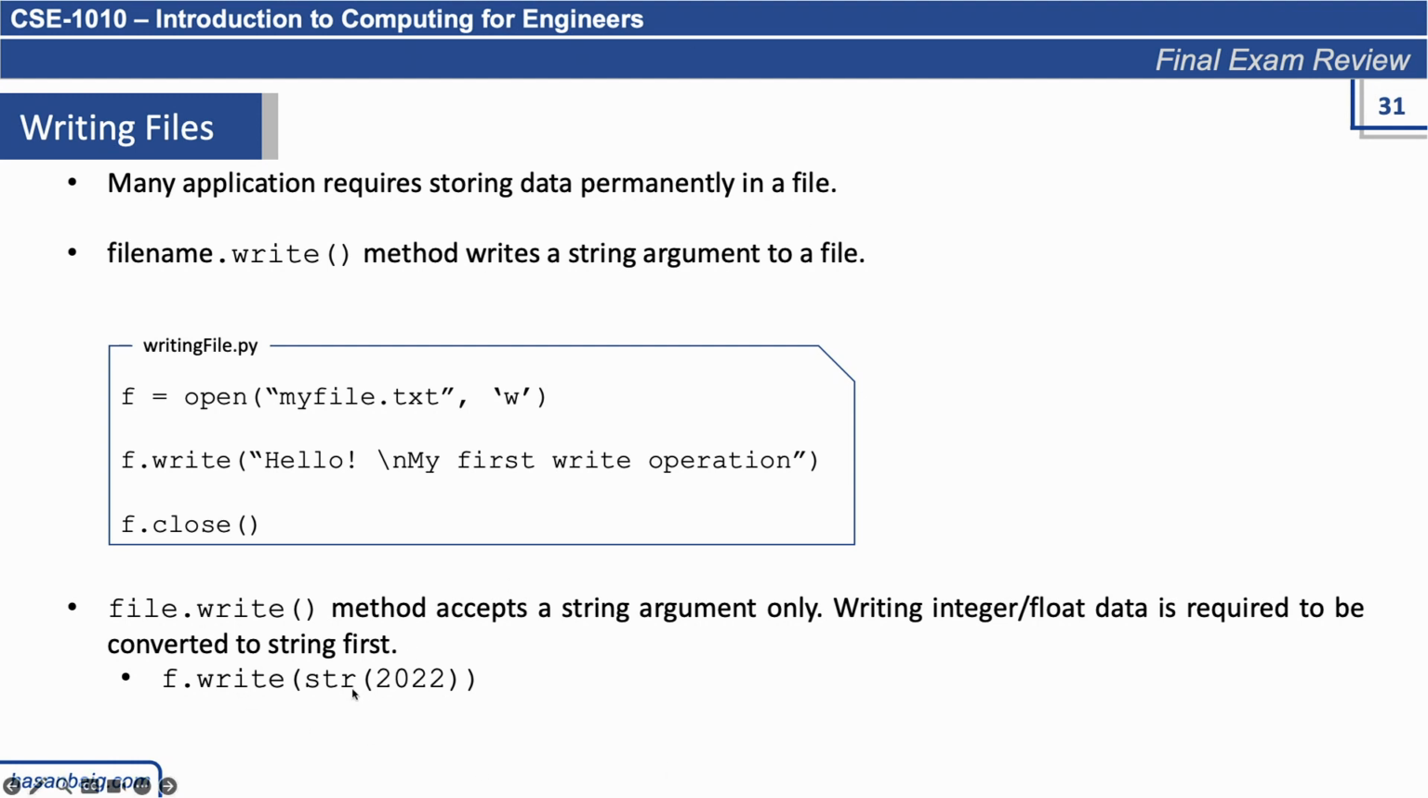So here, for example, 2022 is considered an arithmetic value, a mathematical value. You cannot just pass this value into the write function. Otherwise, you will get an error that you are trying to write something which is not of a string type.